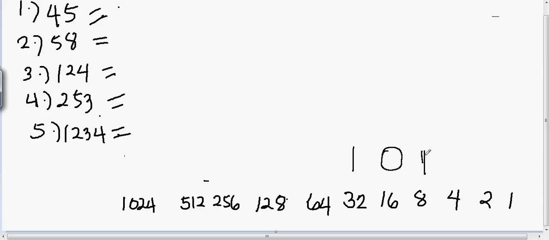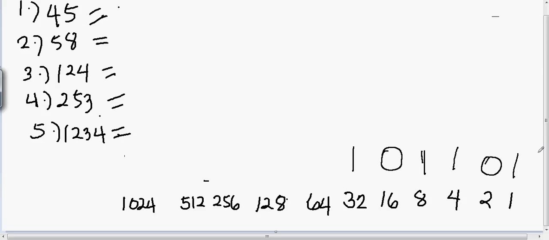Alright, so we already have 40, so we still need 5. Which other numbers could we use to get a total of 45? We could add the number 4, so 40 plus 4 is 44. Could we use number 2? No, because we will get 46 if we use 2. So let's mark this as 0. Okay, next one is number 1. Could we add it to 44 so we could get 45? Yes. So let's mark this as 1.